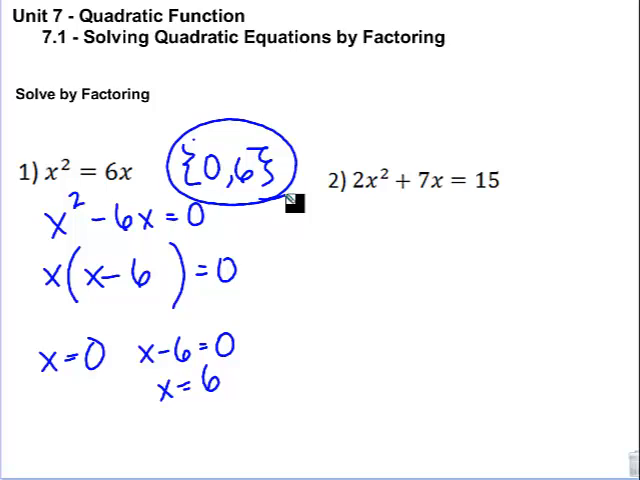Second problem, 2x squared plus 7x equals 15. In order to solve these by factoring, it first must be equal to 0, and then we can factor what we have left. So to make this equation equal to 0, we will have to subtract the 15. So doing so, I will get 2x squared plus 7x minus 15 is equal to 0. Now I have a trinomial, so I need to factor this. So I will break it up into the two parentheses.